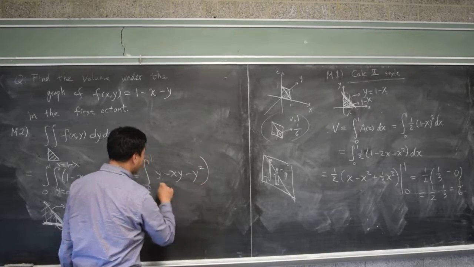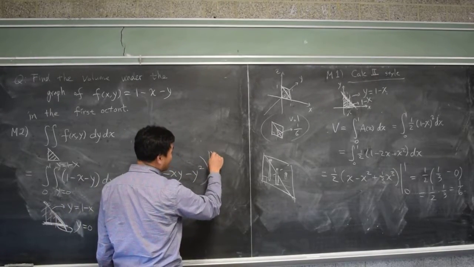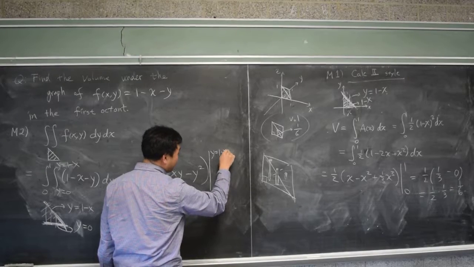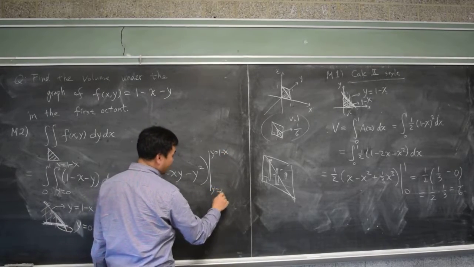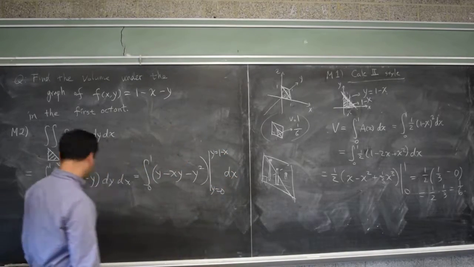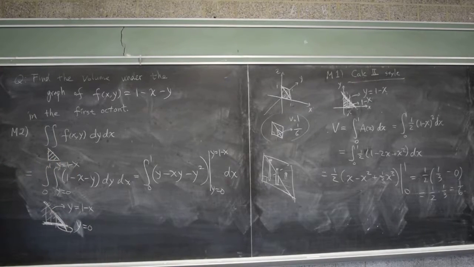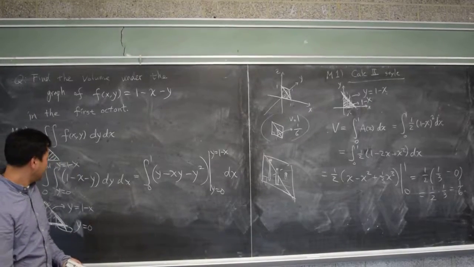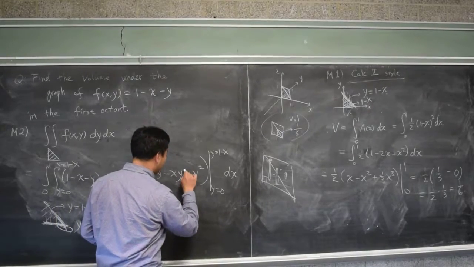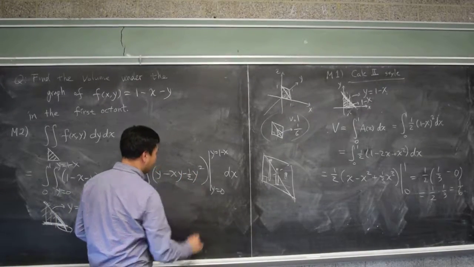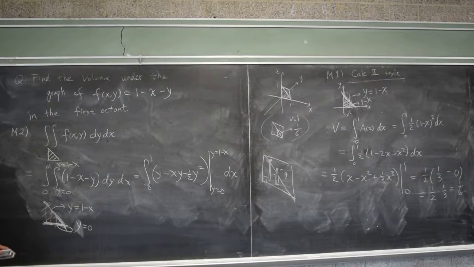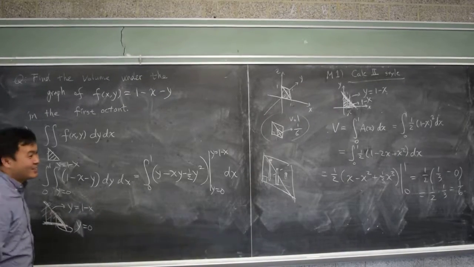y squared over 2. And then with this, what I have to do is I have to set y as 1 minus x, y as 0. I have to do this. Okay, that's what I have to plug in. Oh, thank you. This should be 1. So far, so good? All right.